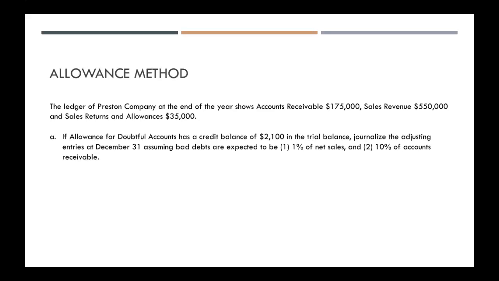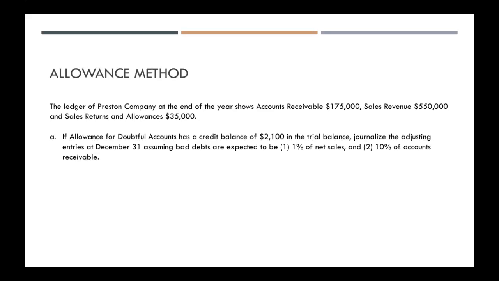Then Chapter 9 came along and we learned about the allowance method, a way for us to estimate uncollectible amounts. So we're told here that the ledger of Preston Company at the end of the year shows accounts receivable of $175,000, sales revenue of $550,000, and sales returns and allowances of $35,000. If allowance for doubtful accounts has a credit balance of $2,100 in the trial balance, we need to journalize the adjusting entries at December 31st, assuming bad debts are expected to be 1% of net sales.